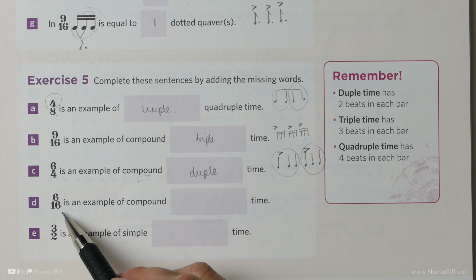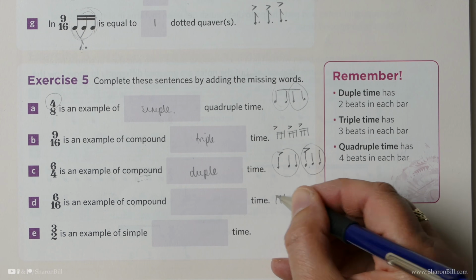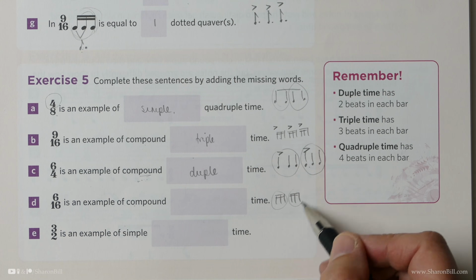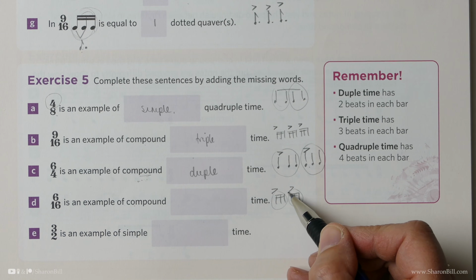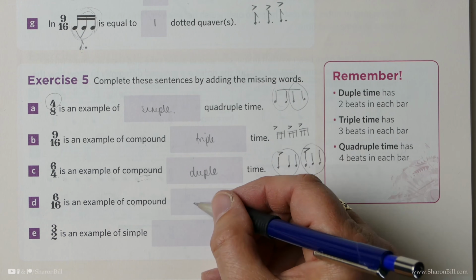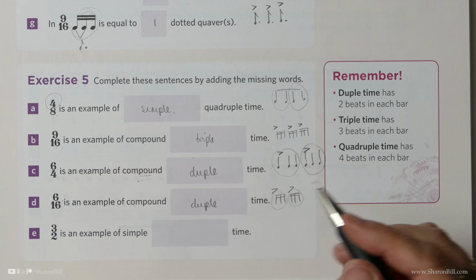And 6/16, it's compound time. So we've got 1, 2, 3, 4, 5, 6 semiquavers. It's grouped in threes because it's compound time. There are 2 groups of 3. It's duple time, just as 6/4 and 6/8. We're just changing the unit that we count it in.